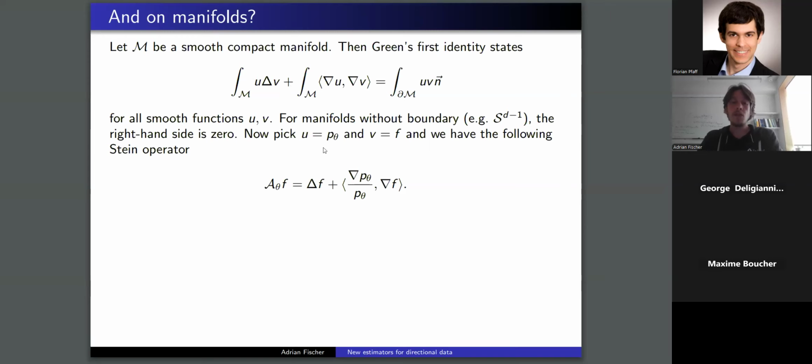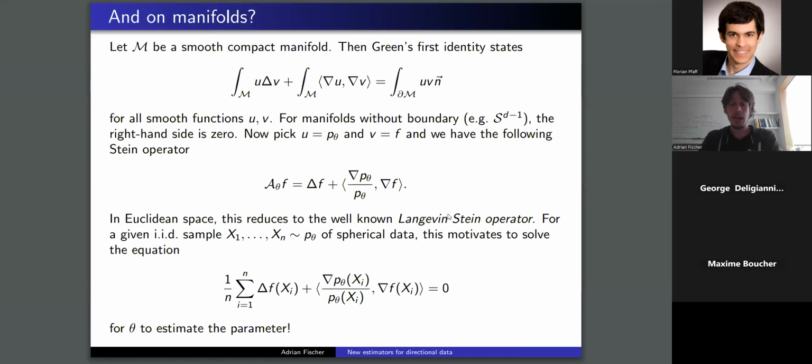And so if we now choose U as the density on M, p theta, again depending on some parameter of interest, and V as a test function, then we obtain the following Stein operator. This is basically just the left-hand side from Green's identity. Note that we have to pull out the density once because we take the expectation, right? That's why we have an additional density here in the denominator. And then we do exactly the same as before. This just reduces to the well-known Langevin Stein operator in Euclidean space. And as before, for a given sample x1 to xn following the probability distribution with PDF p theta, we just replace the expectation by the sample mean and solve the empirical equivalent of the Stein identity for the unknown parameter.